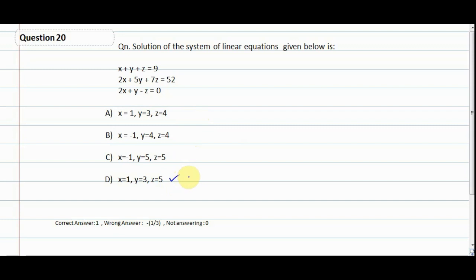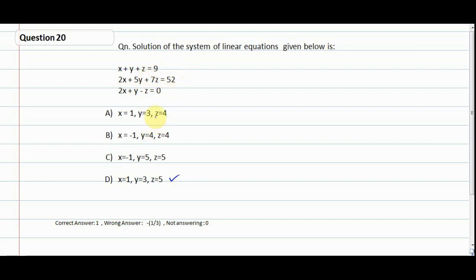So how to solve this? We may make use of Cramer's rule, but Cramer's rule is a little bit time consuming, and especially here the second equation is a little bit complex. We have a higher number, 52, here, so it's better to go for direct substitution in place of Cramer's rule to solve this question.